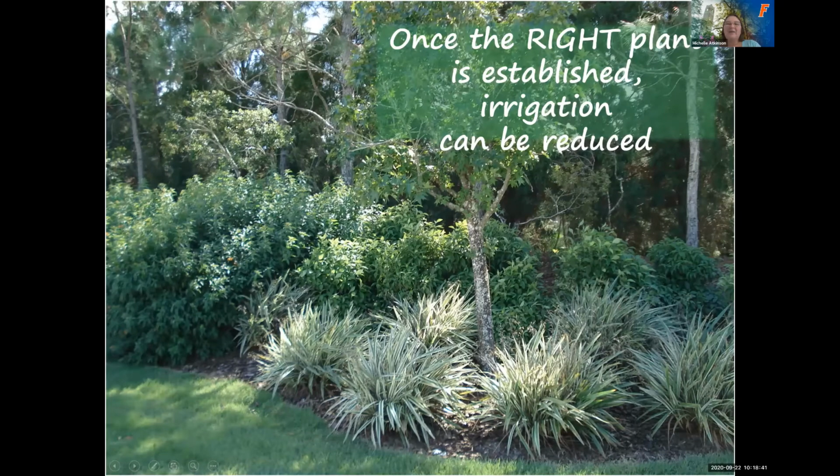Okay, so once the right plant is established, irrigation can be reduced. A lot of times irrigation is put in just for the establishment of plants, and then we don't ever turn it off. So those shrubs right up next to your home typically only need to be irrigated until they get established, and then that whole zone can be shut off. When we're irrigating our turf, those shrubs' root systems are going out into those turf areas. So the shrubs will get water when you irrigate that turf.